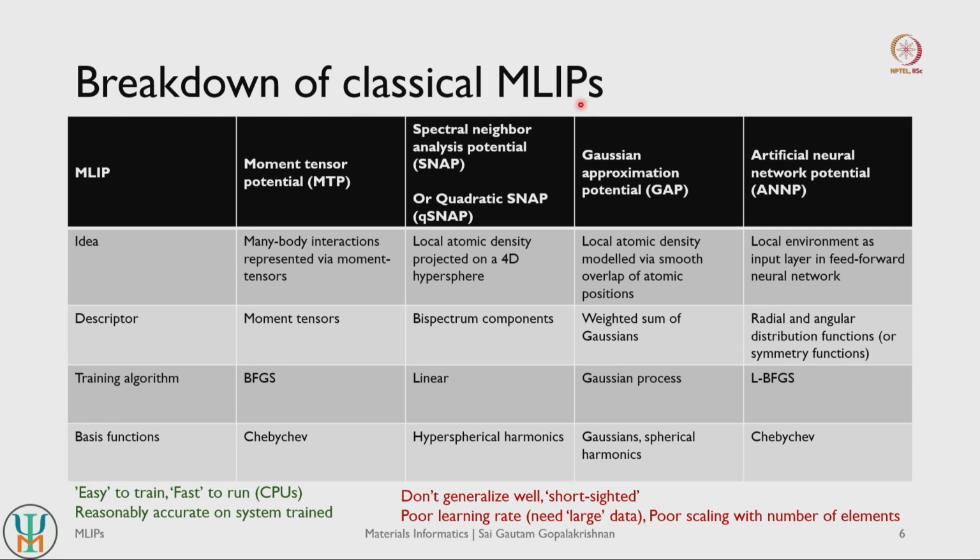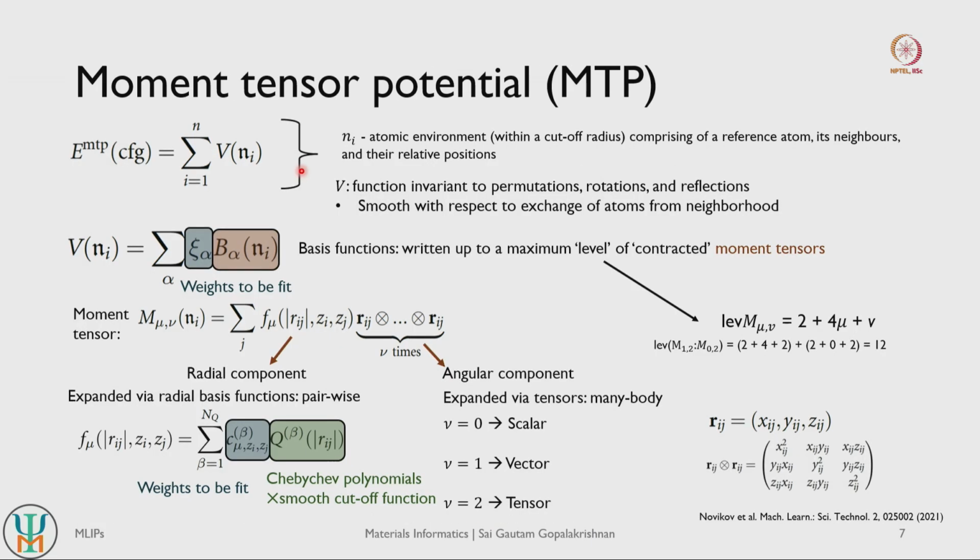Okay. So with this breakdown of classical machine learning interatomic potentials, let us take a closer look at the moment tensor potential. Okay. So what is the moment tensor potential, right? So you write, so this is basically energy of a given configuration of atoms, so energy of a given structure. MTP basically stands for the prediction from moment tensor potential. So this is the quantity that the potential is trying to predict, the energy of a given configuration. As with any other classical machine learning potential, it tries to write that as a sum of individual atomic energies. So V basically stands for a smooth function, right, and Ni basically stands for a given atomic environment. So i basically corresponds to a given atom, right.